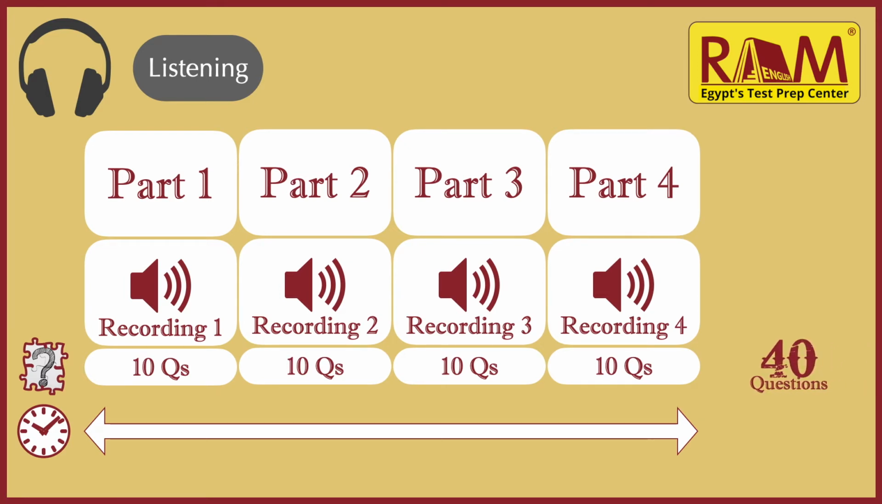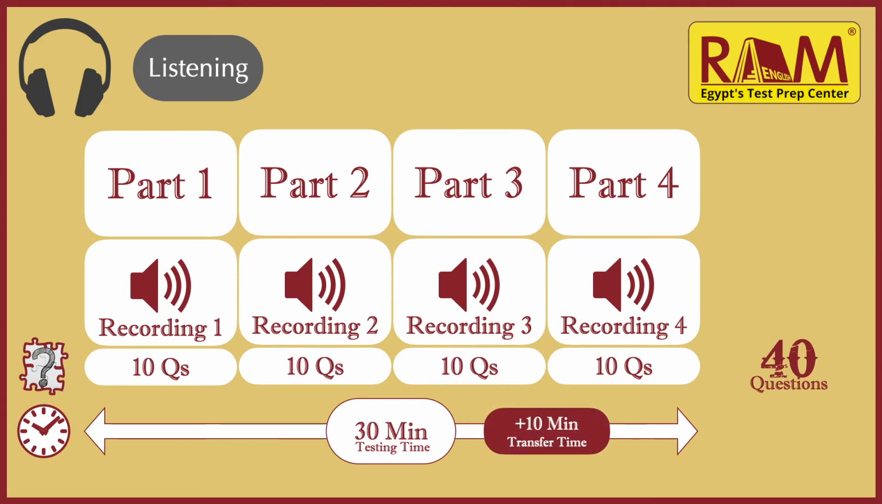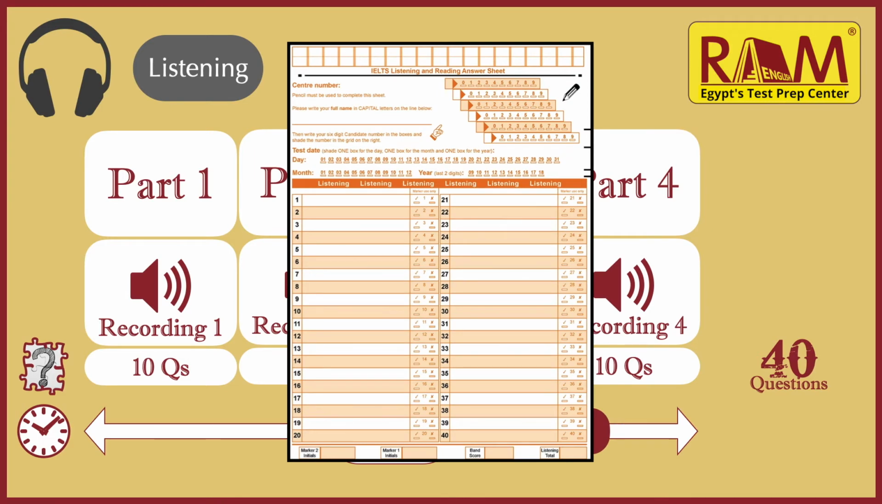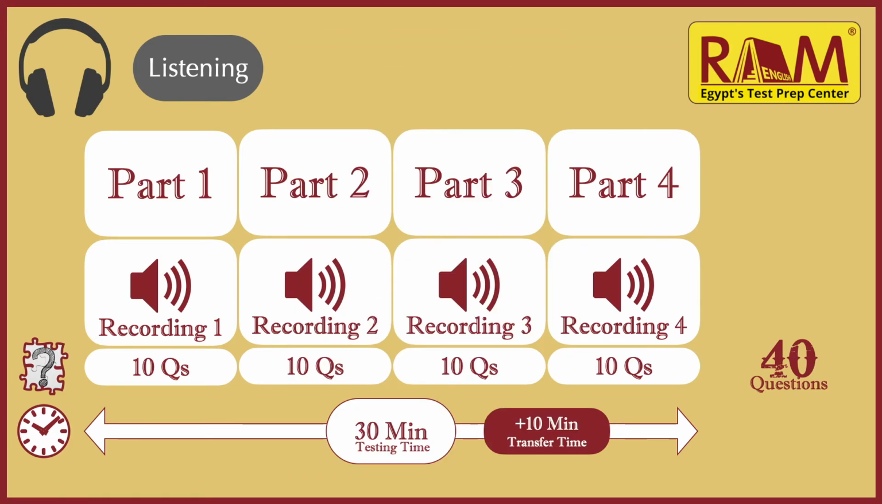When it comes to the time allotted for the listening section of the IELTS exam, first, you have 30 minutes as testing time, in which you respond to the listening questions and you write your answers on the question paper. After that, you're given only 10 minutes to transfer your answers onto the answer sheet, which looks like this. So, the total time of the listening section is 40 minutes.